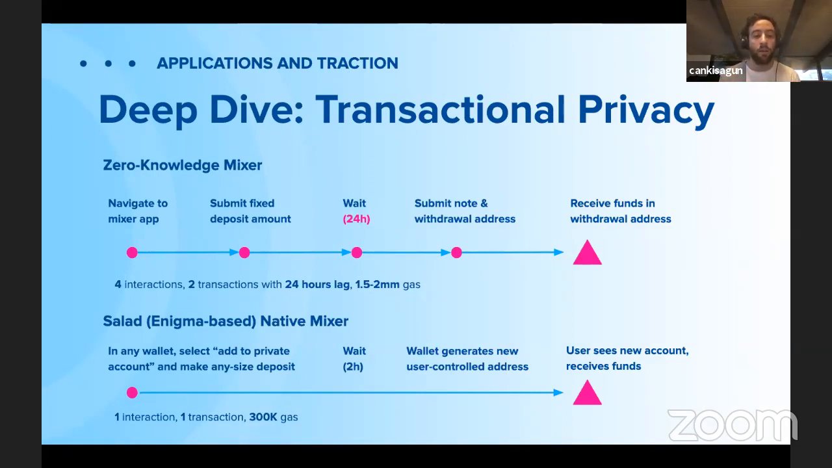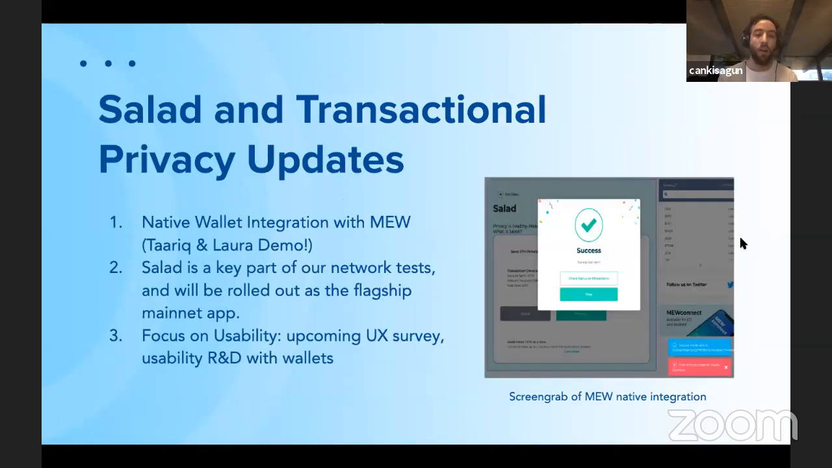So now I'm going to pass it to Ainsley and maybe Tarek and Laura to talk about the work that we have been doing with MyEther wallet and MetaMask for Salad integrations and collaborations.